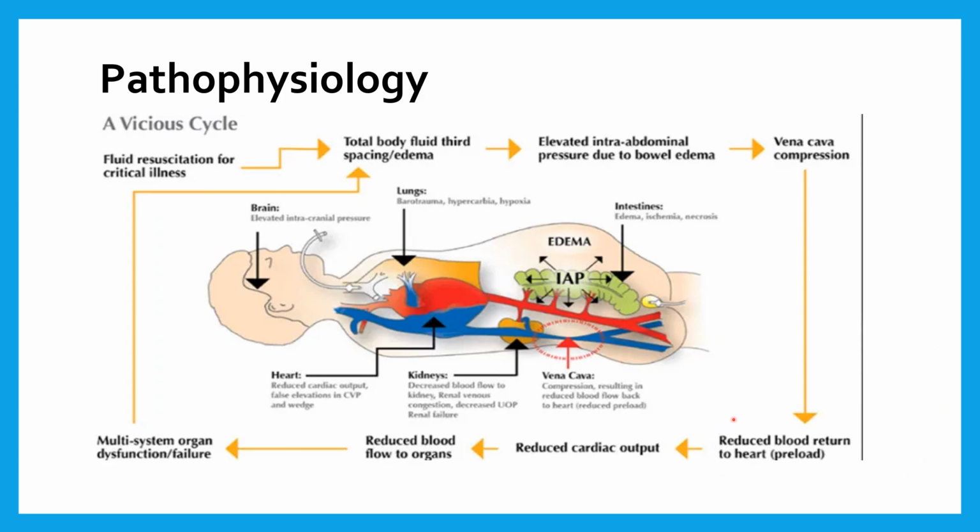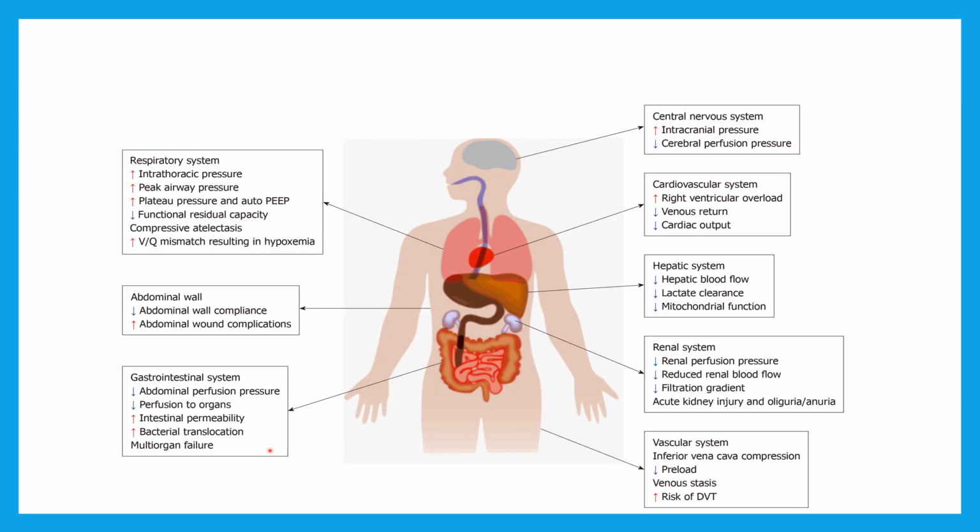Then we'll have reduced blood return to the heart due to the compression of the vena cava, because you can imagine if the intra-abdominal pressure is 20 and the venous pressure is 10 or something, the vena cava will be compressed. So less preload, less cardiac output, then less perfusion and flow to the organs, then we'll have multi-organ dysfunction. It can cause multi-system dysfunction, as we said before.